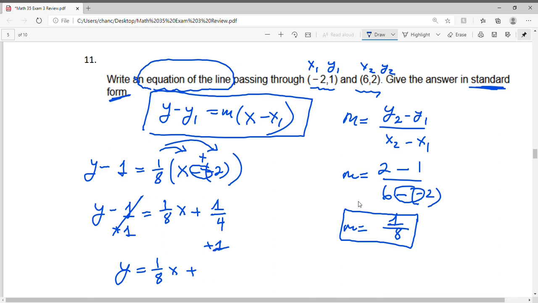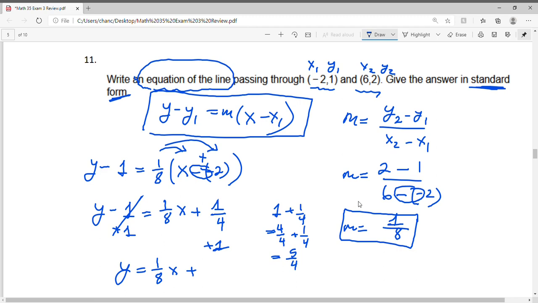That's going to give us a fraction. Let's do the work on the side. 1 plus 1/4. I can collect common denominators. 1 can be written as 4 over 4. And so this is 5/4.